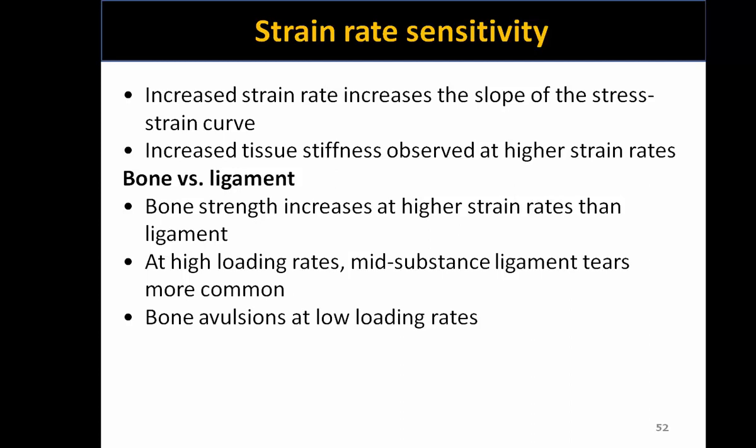When the load is applied at a low rate, the tendency is for bone avulsions to occur. Now, what a bone avulsion is, is that the bone-ligament-bone connection stays intact, and the bone fractures at the site of ligament attachment, and basically a plug of bone tissue is pulled off the parent bone.